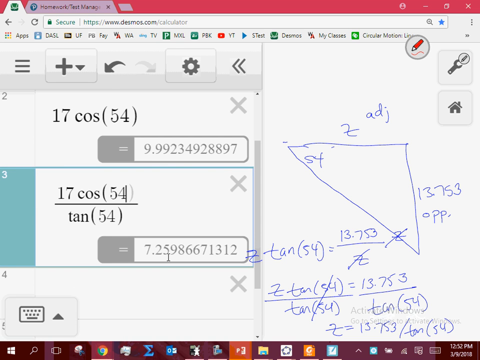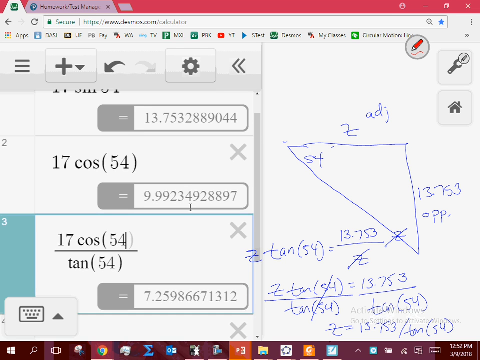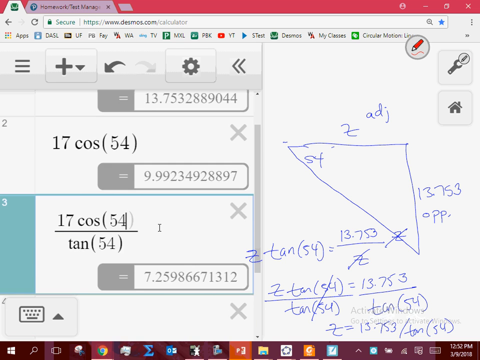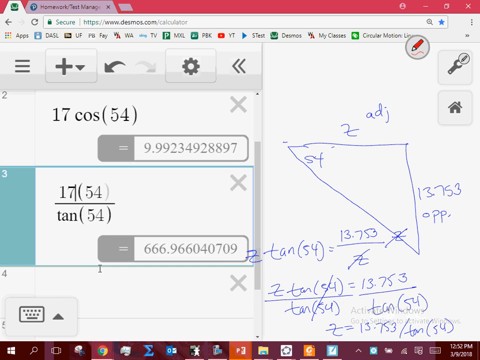Okay. No, sorry, it wasn't that. What was it? Was it the sine? It was 17 sine of 54. Okay. So I can put the exact value in there, and now there's absolutely no discrepancy between those two things, right? Okay.